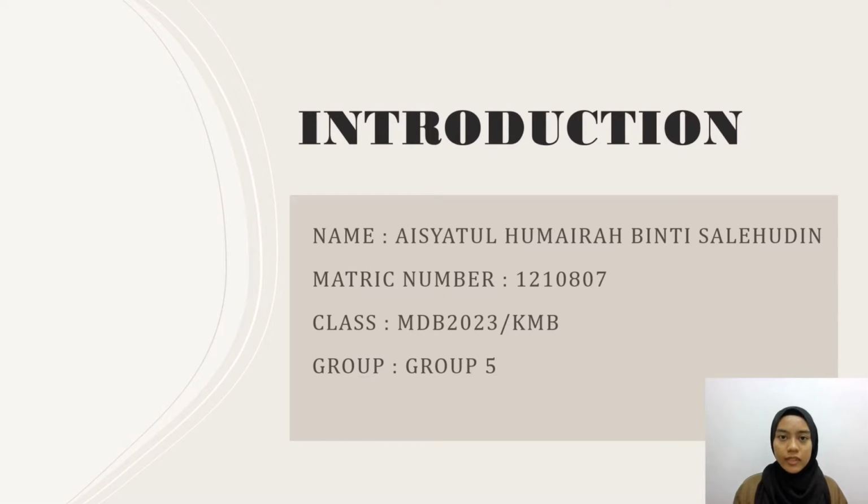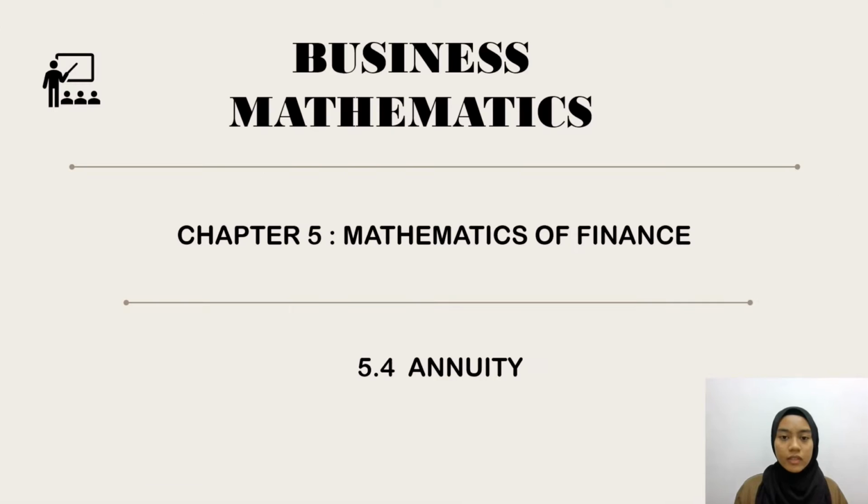Assalamualaikum warahmatullahi wabarakatuh. My name is Aisyatu Humaira binti Salihuddin. My magic number is 1210870. I am from class NDB 2023/KMB and from group 5. So today I will present Business Mathematics, Chapter 5, Mathematics of Finance, under the topic Annuity.